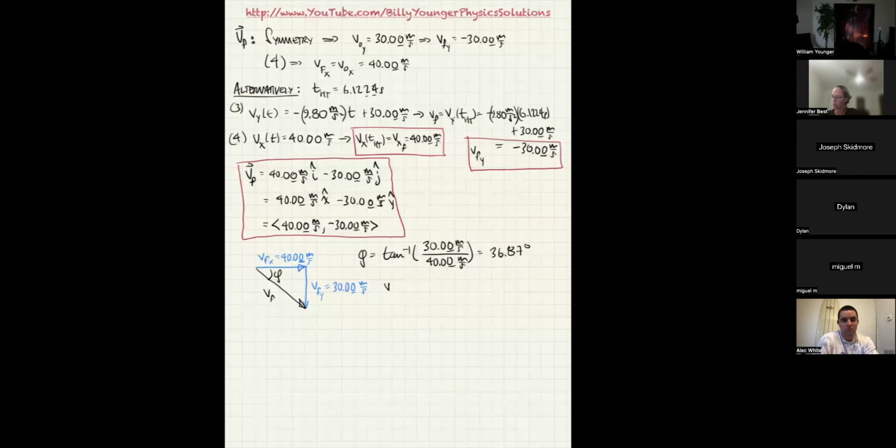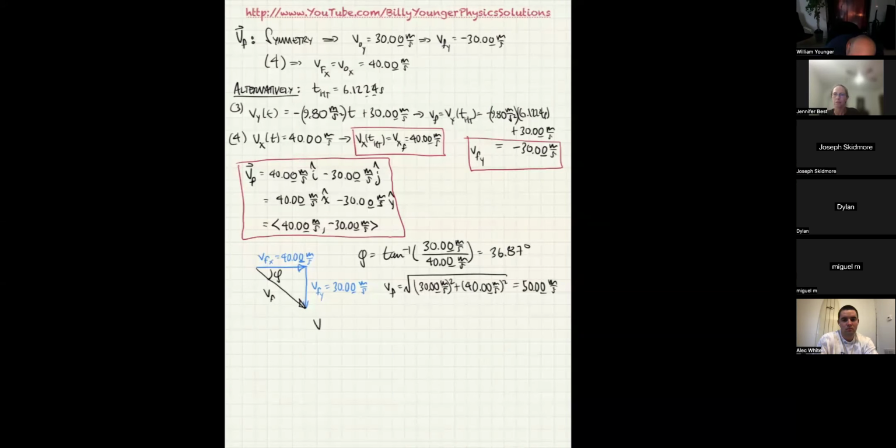Okay. And then V final is going to be given by the Pythagorean theorem, which is 30.00 meters per second squared plus 40.00 meters per second squared. And that gives you 50.00 meters per second.